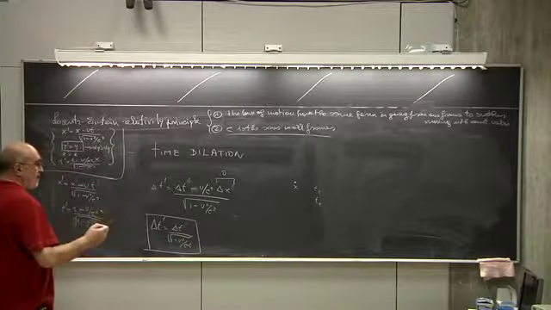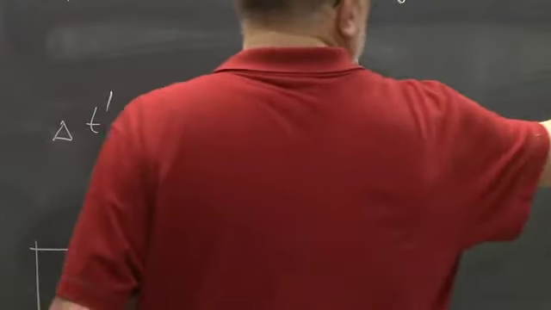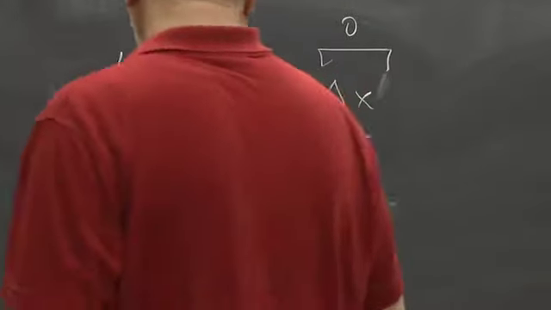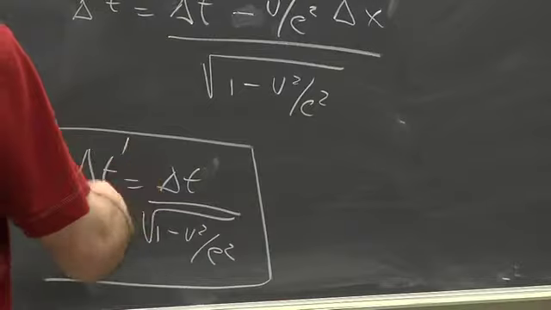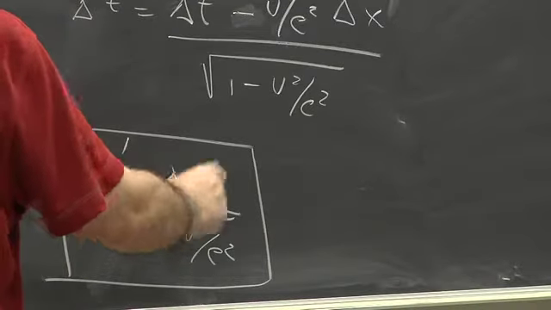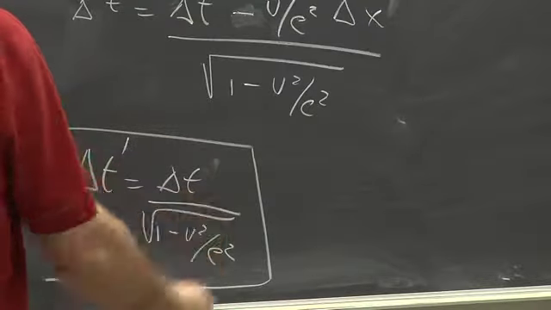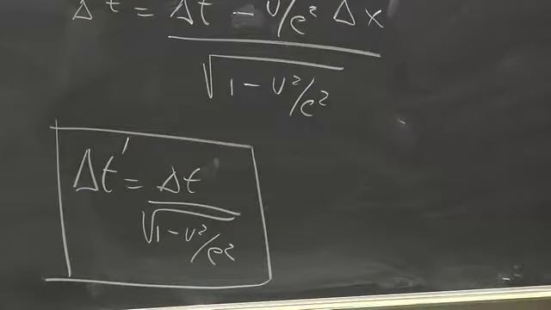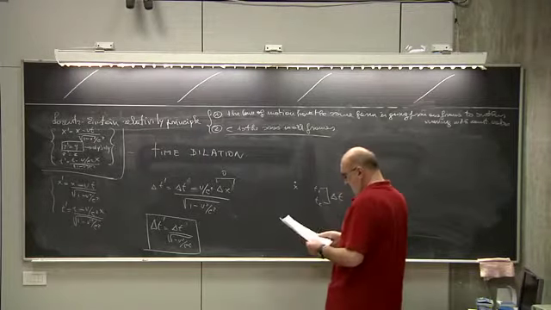Okay, so the two events take place in the same position x, but at a different instant of time, and this is delta t. Now you see that the interval of time in the moving frame is bigger than in the rest frame by this factor. Because this factor is less than one, but is in the denominator, so it's dilated. So when you move in a frame that moves, lengths are contracted and intervals of time instead are dilated.